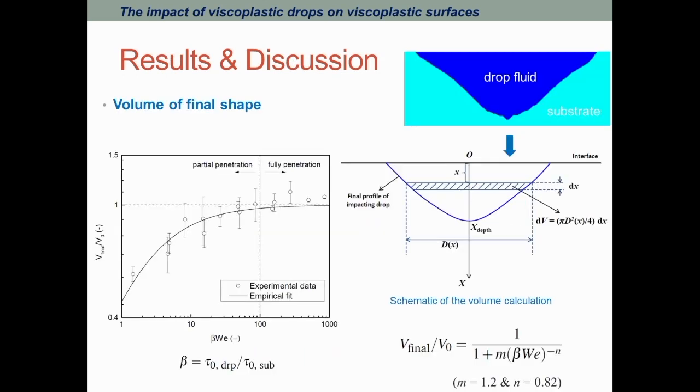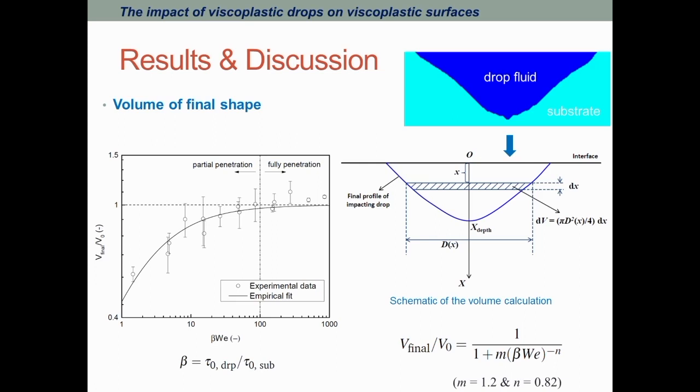One important parameter here is the volume of the drop fluid which is under the interface, because this could also be an indicator of the surface roughness in 3D inkjet printing. So I calculated the volume of the final shape using image processing, and I introduced a single dimensionless number, which is the product of the yield stress ratio and the Weber number. The yield stress ratio is the yield stress of the drop to the yield stress of the substrate.